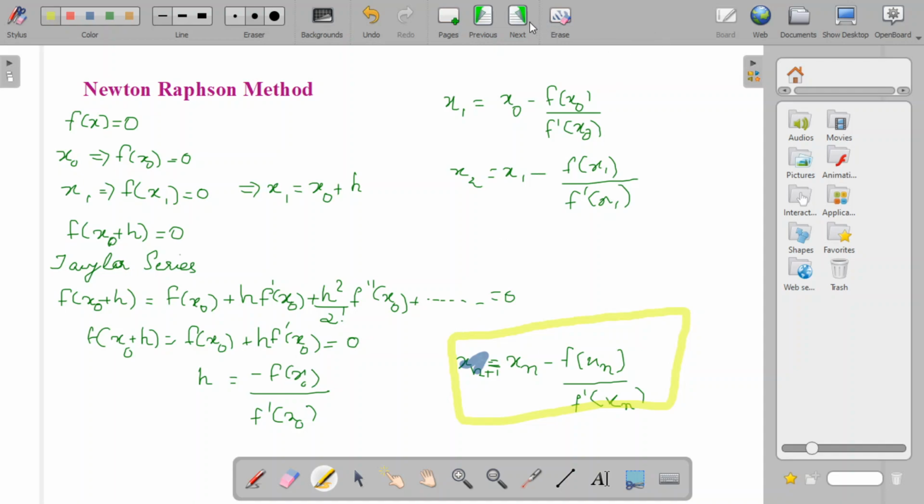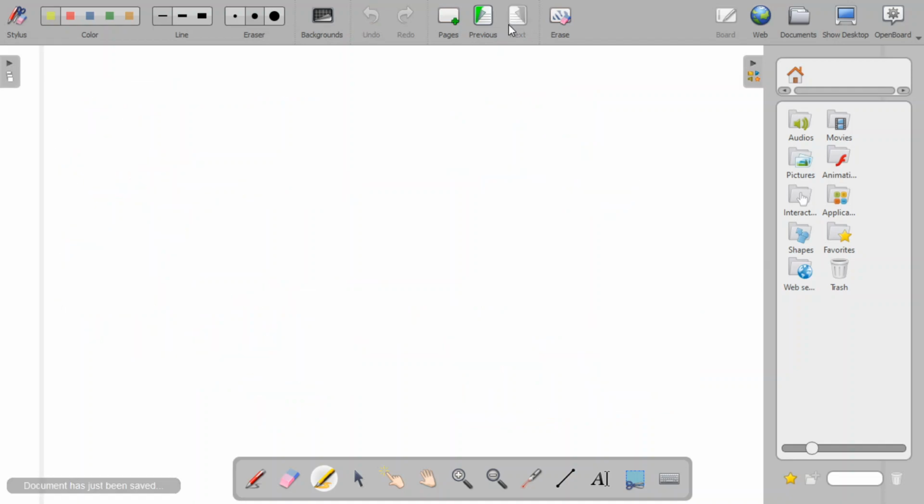Now we shall see what the underlying principle is, or what the basic procedure is that happens when you do this kind of solution. For that it is better to understand it graphically. So I am going to draw a graph which represents this equation f(x) equal to 0.